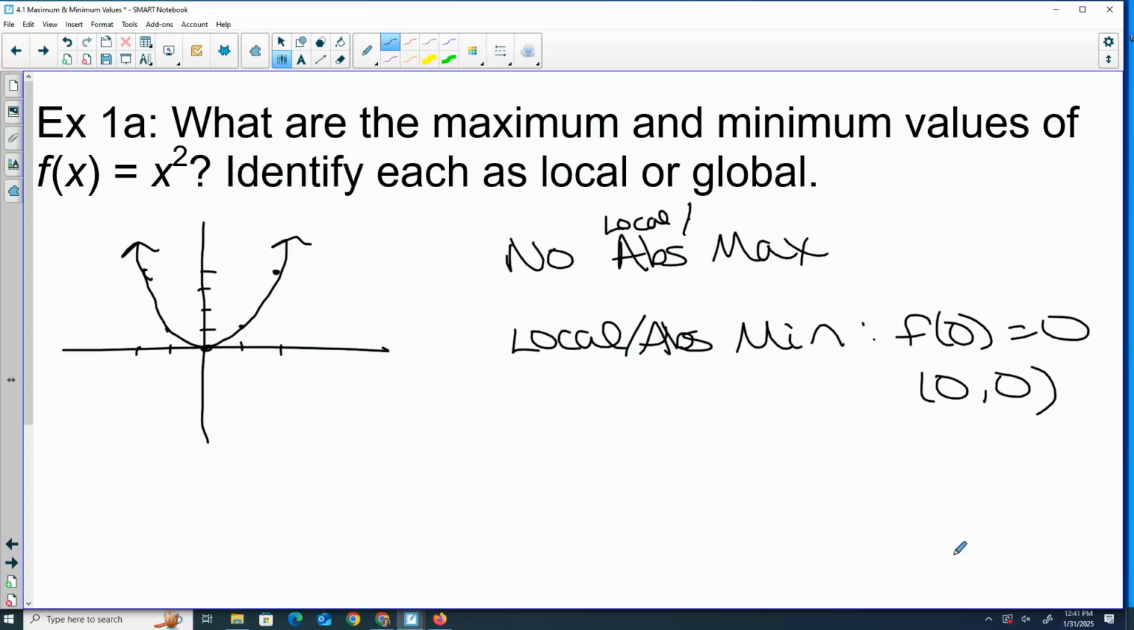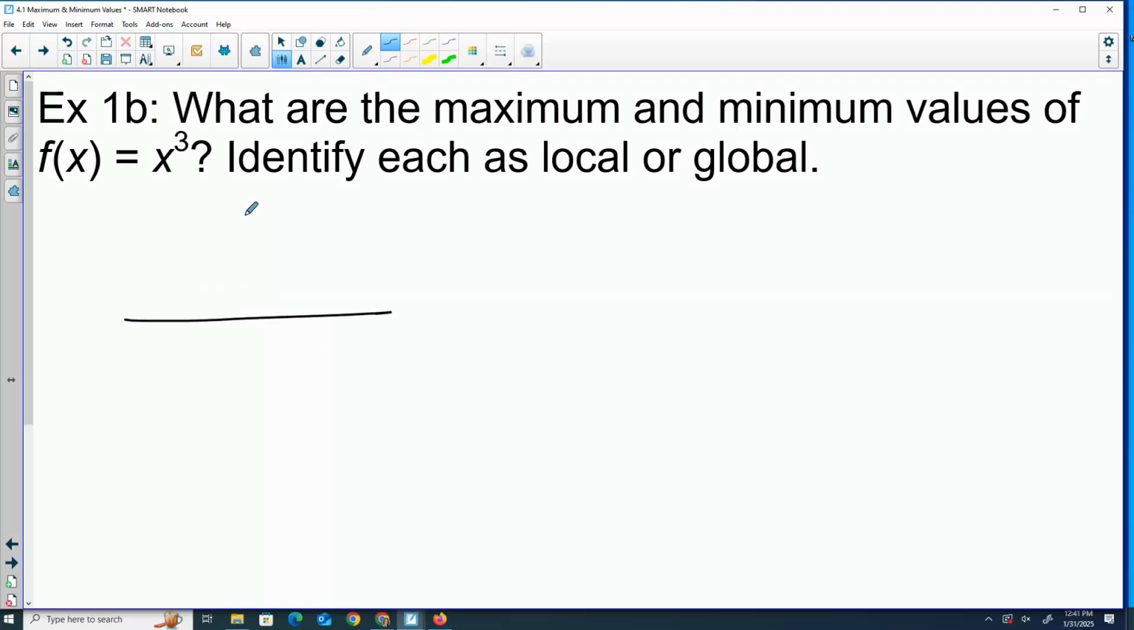All right, what about x cubed? Does it have any? No, it doesn't have any, because it keeps going. I always draw these pointier than they're supposed to. Yeah, this one has no maxes or mins at all.